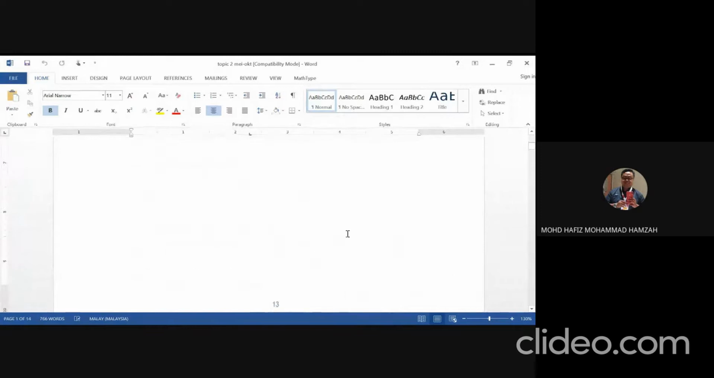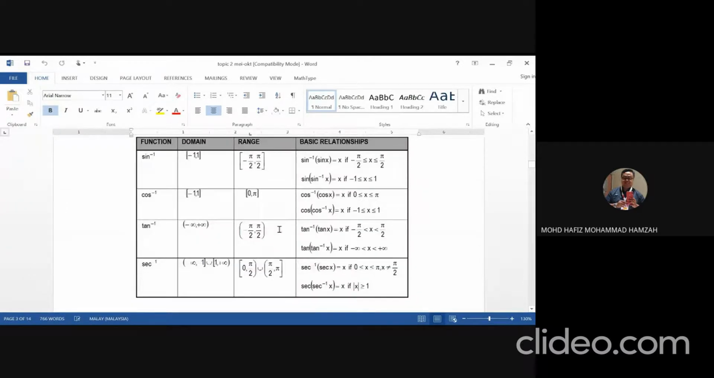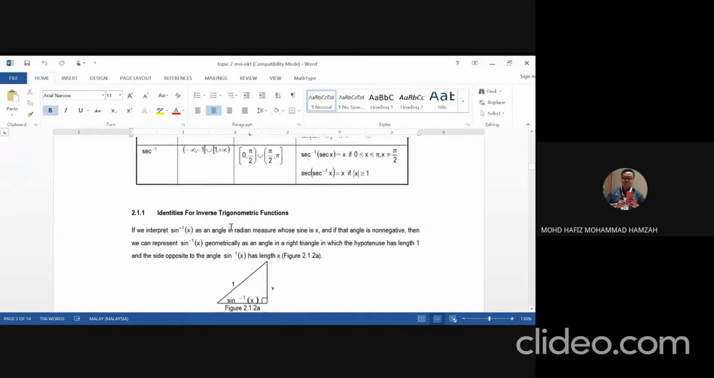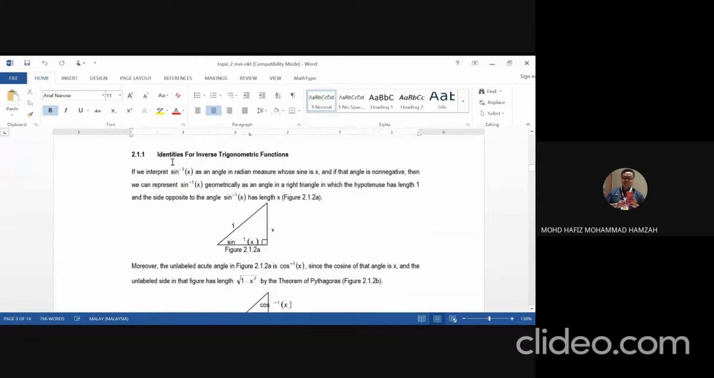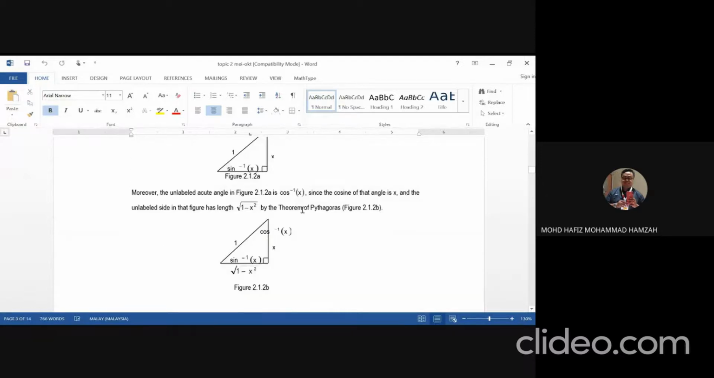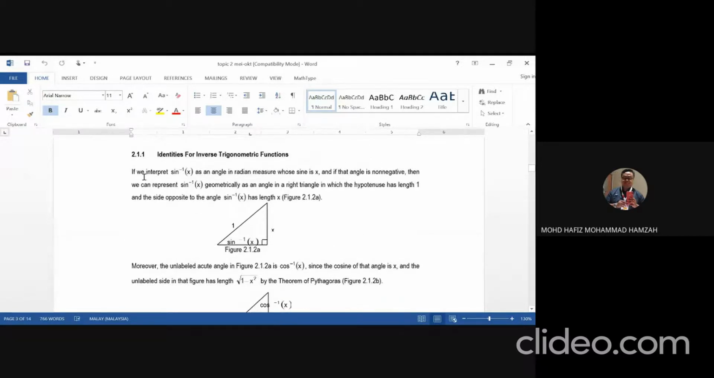Okay, so ini nota yang saya bagi. Sketch the graph ni, kalau nak sketch silakan lah. Ini yang saya cakap tadi, domain dengan range dia bertukar untuk inverse dan tangent inverse. Okay, so identities for inverse trigonometry function. Alright, so kita akan gunakan balik apa yang kita belajar dulu masa sekolah menengah, which is in your modern math.